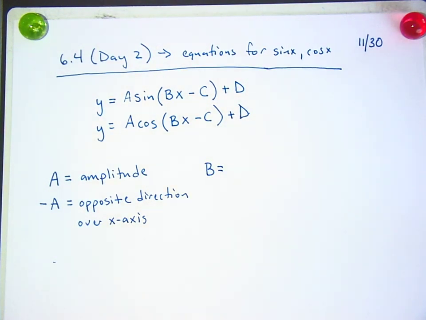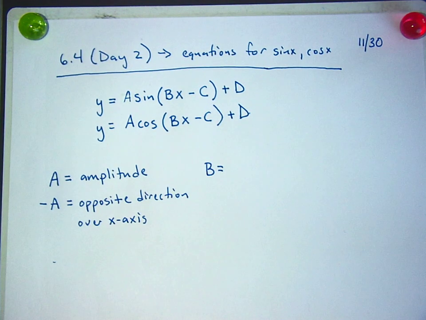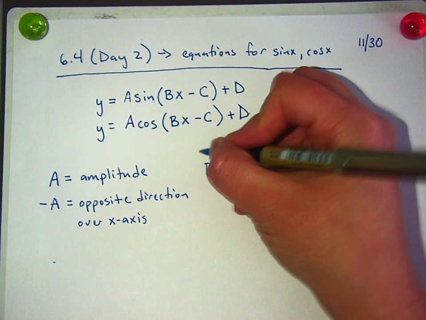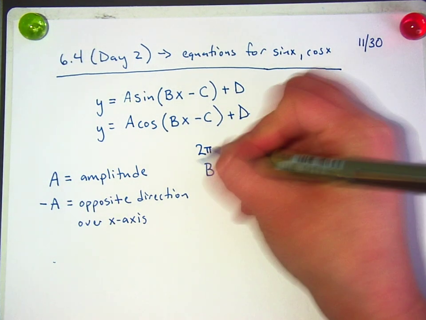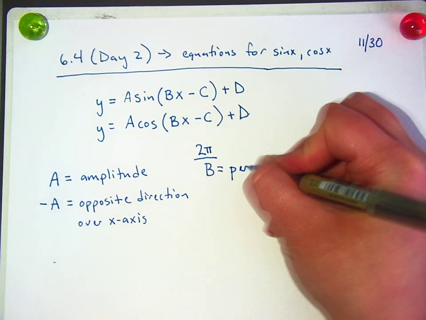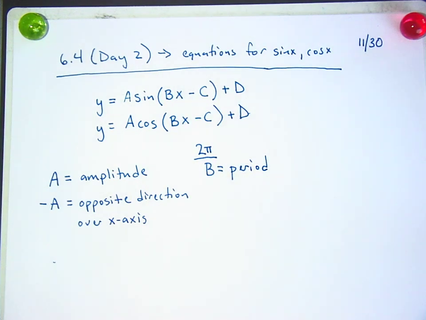B. What's B? It's to do with the period. What is the period? 2 pi divided by b is the period. These are things you already knew, right?